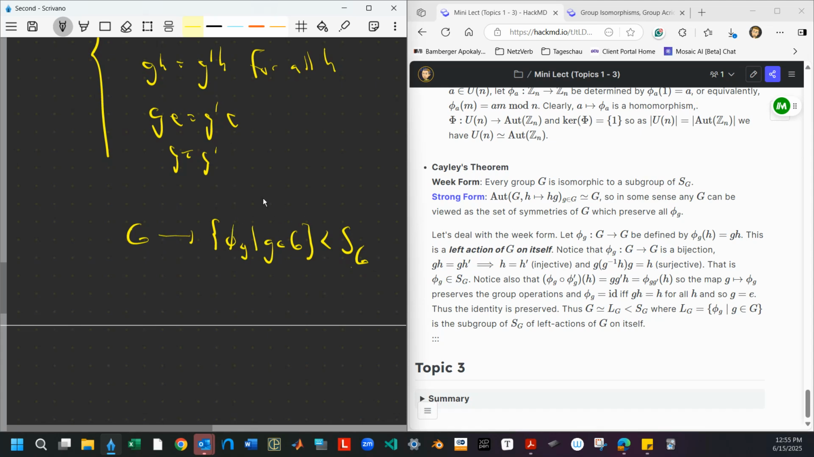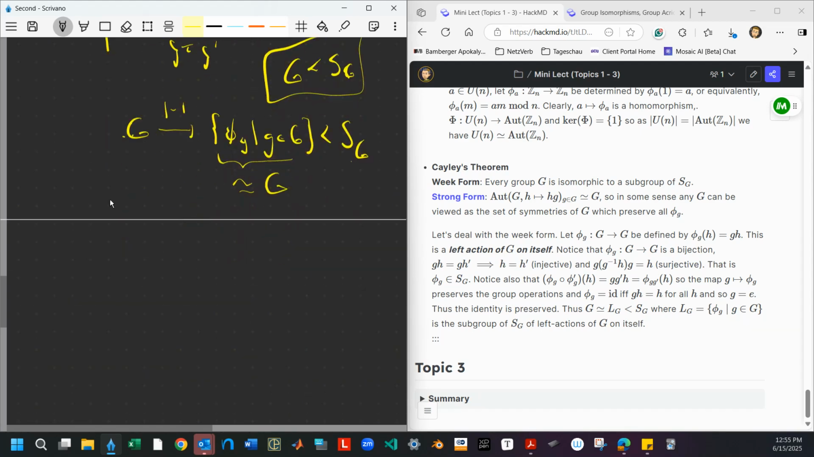And so this is now a subgroup, and since it's 1-to-1, this group here is just basically the same as G, right? So it's isomorphic to G, because this just maps unique thing to unique thing. And it's a subgroup of here. So if you want, you can think of G as being a subgroup of SG. So that's kind of the weak form of Cayley's theorem. Good.